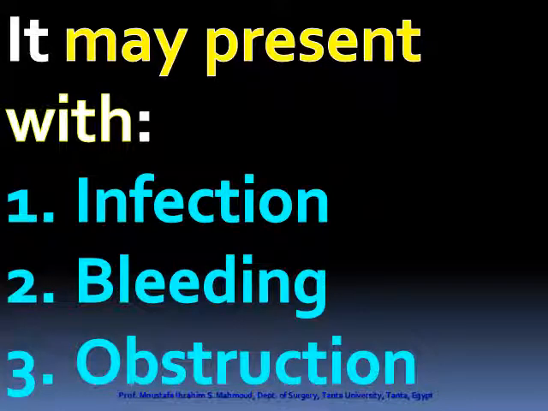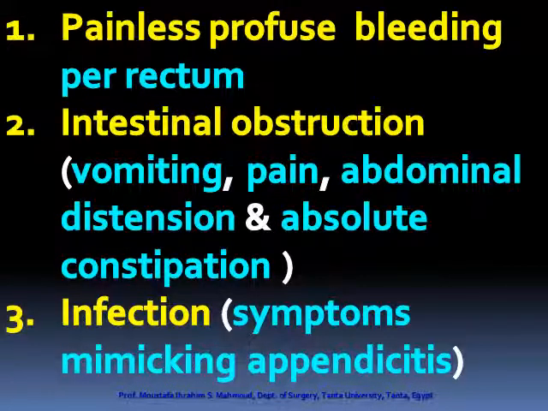It may present with infection, bleeding, or obstruction. Painless profuse bleeding per rectum, intestinal obstruction, vomiting, pain, abdominal distension, and absolute constipation. Infection, symptoms mimicking appendicitis.